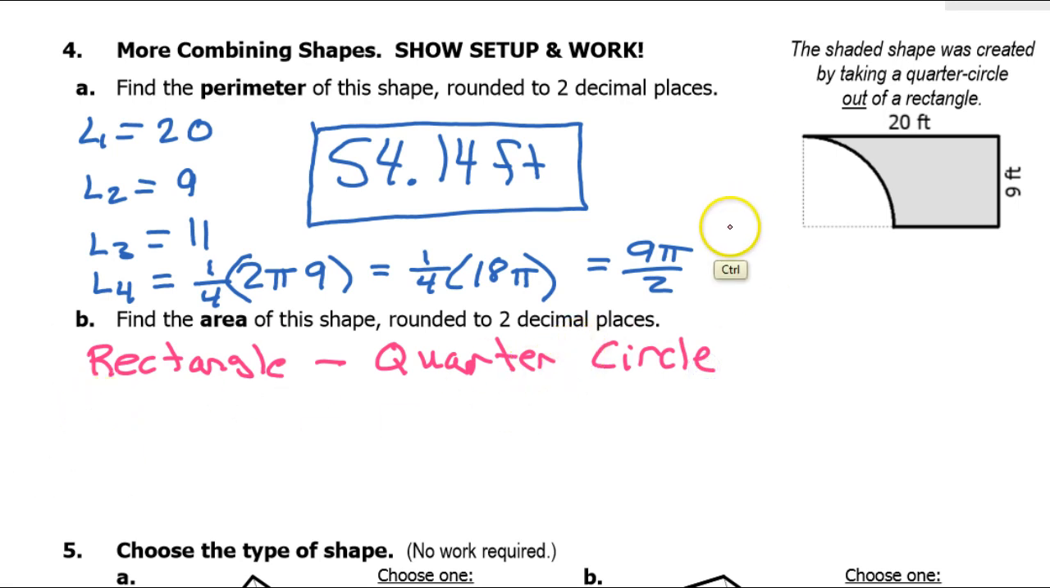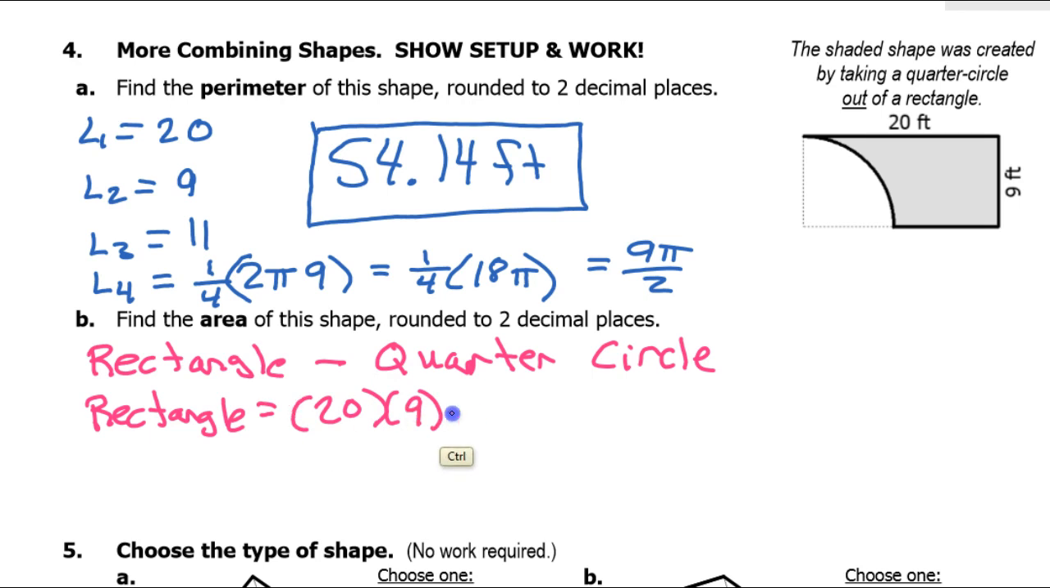So don't forget that we're talking about area. So first I'm going to find the area of the rectangle. And of course that's really simple because the area of a rectangle is just base times height, so that's just going to be 20 times 9. So that's going to be 180. So that's the area of the rectangle.